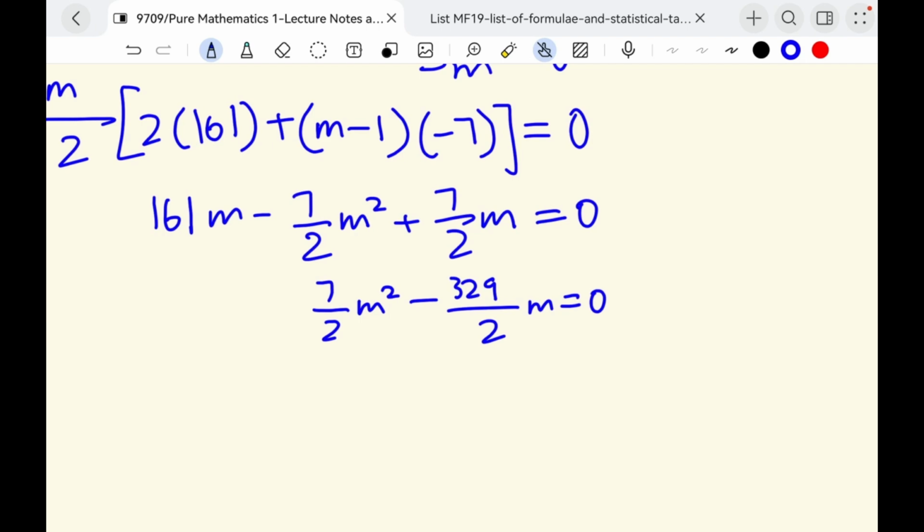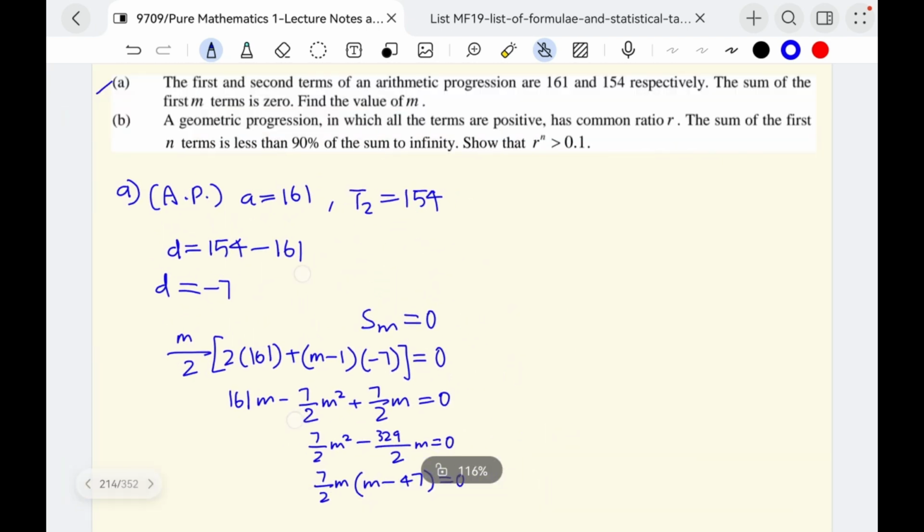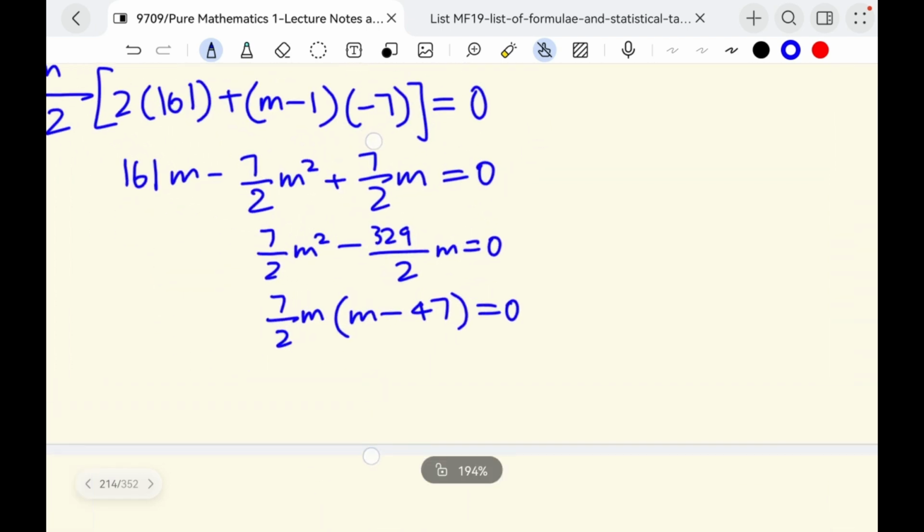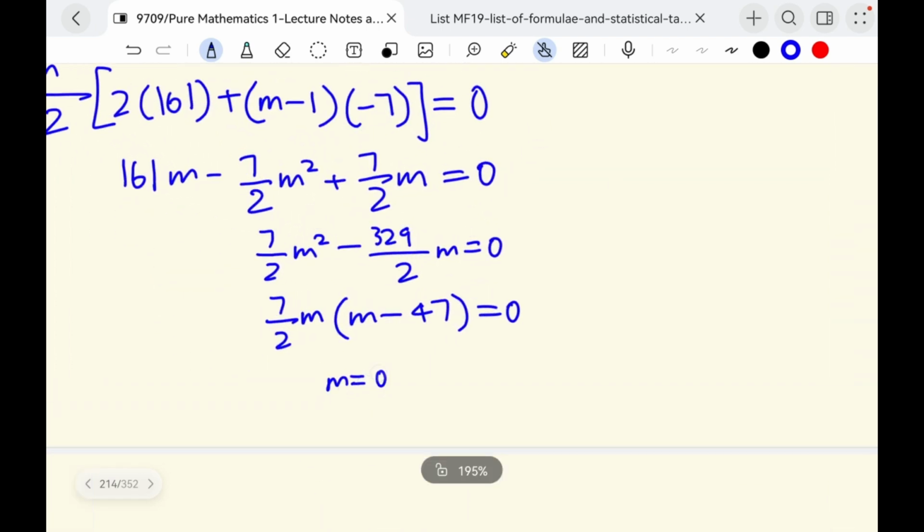So you will get 7 over 2m. Okay, factorize it as 7 over 2m, m minus 47. But it is impossible for m to be equal to 0. So m equals 0 is rejected.